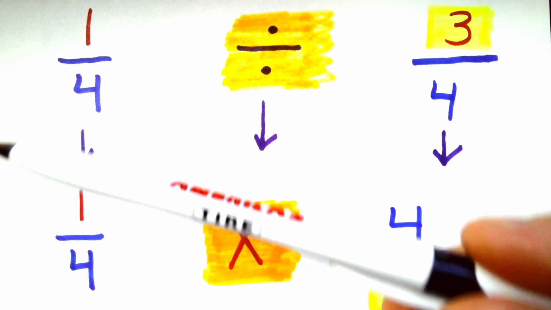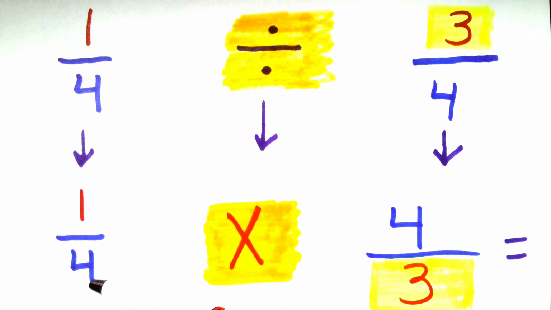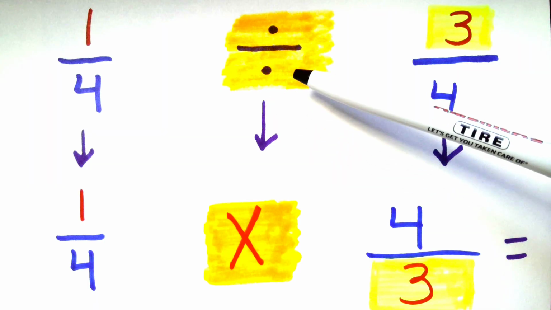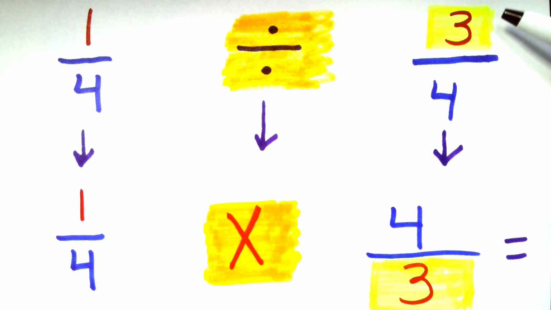Okay, so we keep 1/4, 1/4. We change the division to multiplication, and then we flip the fraction. 3 is now in the denominator's place, 4 is now in the numerator's place of the fraction. So here, when we multiply, if you haven't seen my videos yet, check out my videos on multiplying fractions. We multiply top to top and bottom to bottom. 1 times 4 is 4. 4 times 3 is 12.